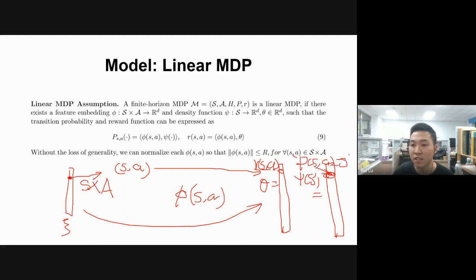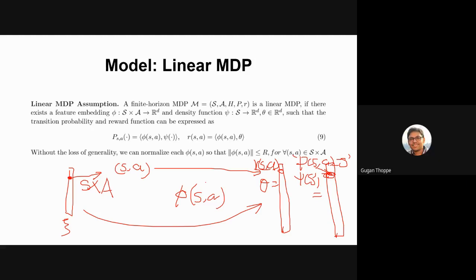So if in the transition dynamics, the state S and action A can really possibly go to this S prime, and then you take the dot product between this one-hot vector and the corresponding psi S prime, the product will give you the transition dynamics.